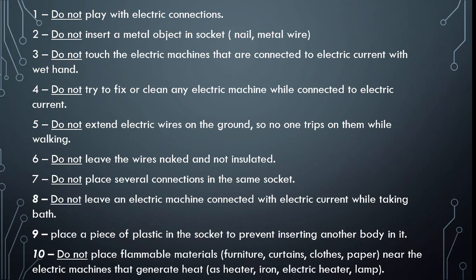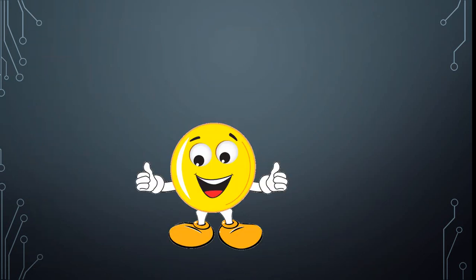Number 10, do not place flammable materials like furniture, curtains, clothes, or paper near the electric machines that generate heat, like a heater, iron, or electric heater, to avoid electric fires.